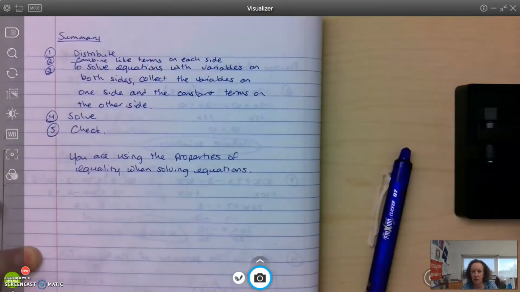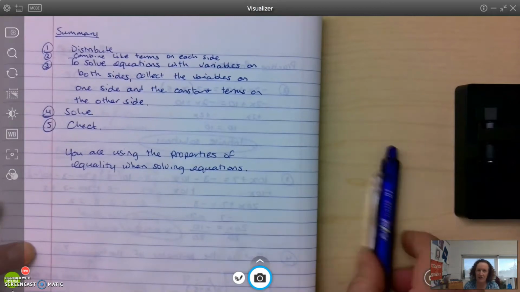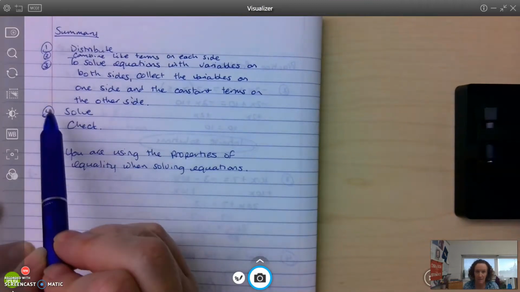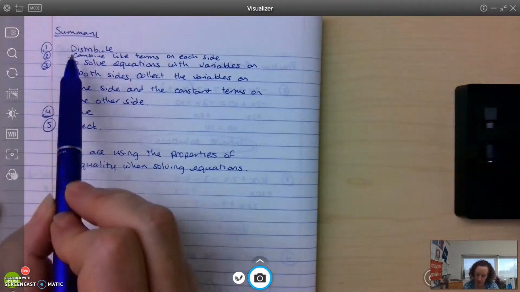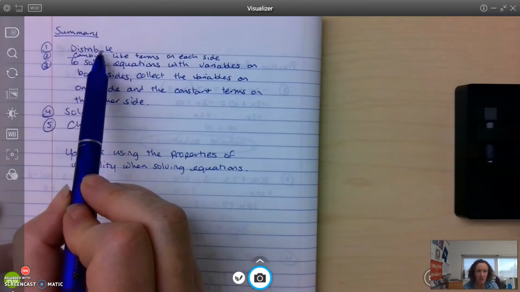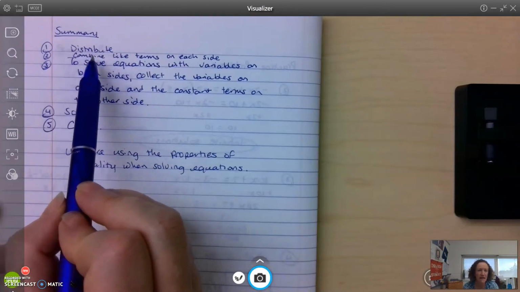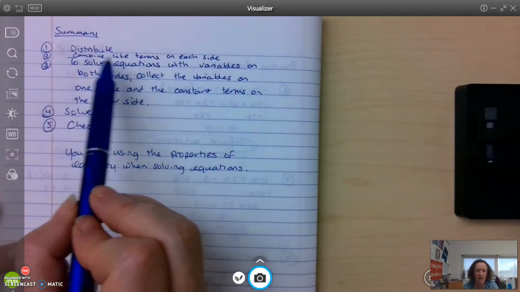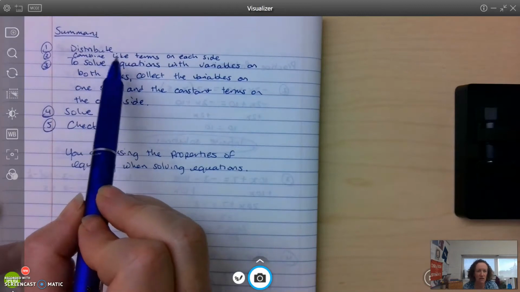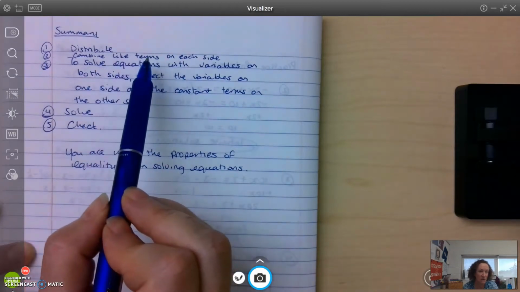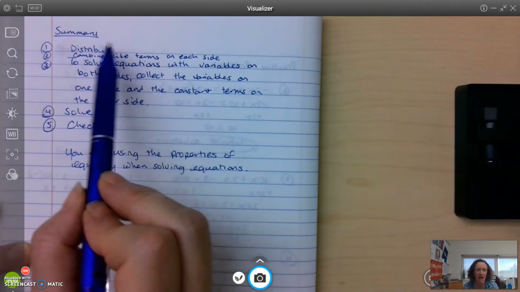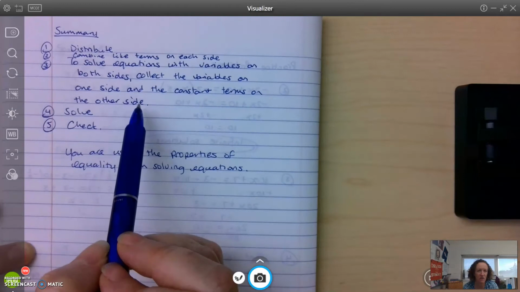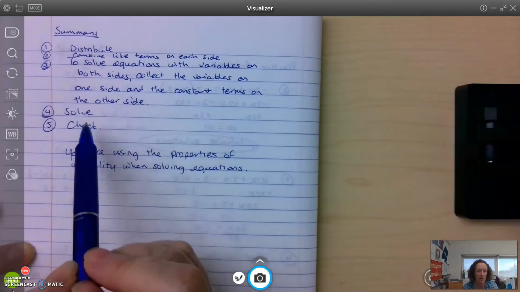Alright, our final little wrap-up. I've just written out a summary of what we've discussed today and added a couple things on. So the steps, if you're solving an equation with variables on both sides. First, distribute if you need to distribute. Second, combine like terms if you can on each side. None of the examples that we did today had anything that you needed to combine on each side individually, but that's what we practiced yesterday. After that, collect the variables on one side and the constant terms on the other, solve, and then check.